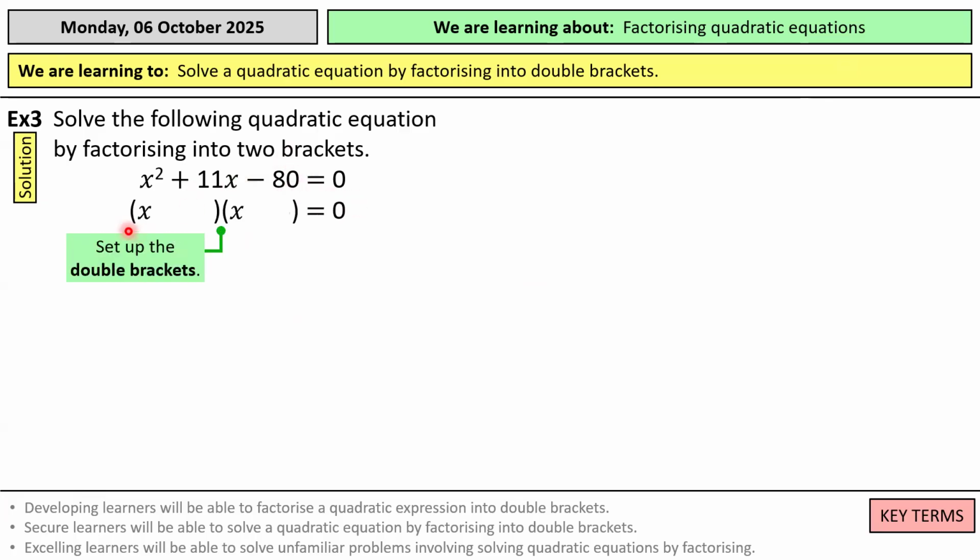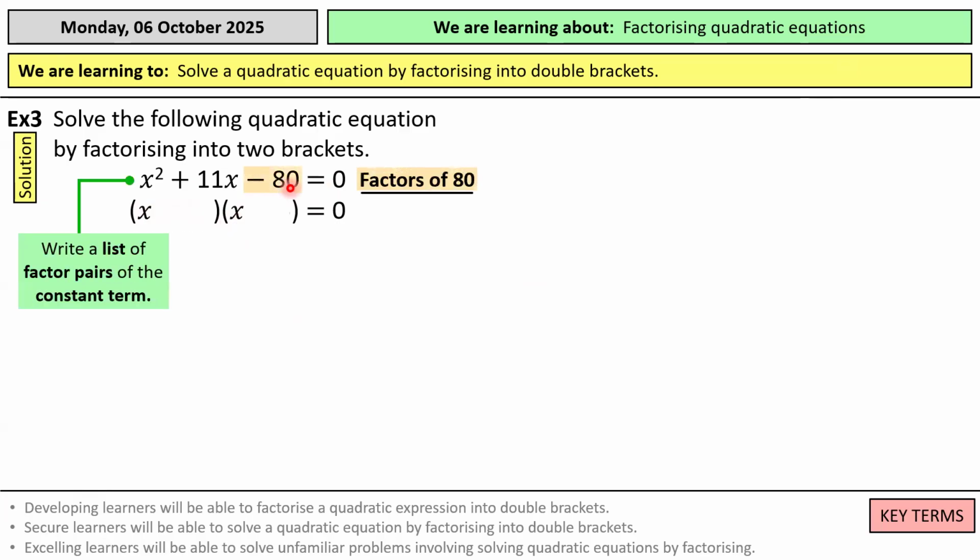As I told you before, open two brackets and write x and x, and we have to look for the factors of negative 80. The factors of positive 80: 1 times 80 is 80, 2 times 40 is 80, 4 times 20 is 80, 5 times 16 is 80, 8 times 10 is 80. Then when we add, you should get 11.